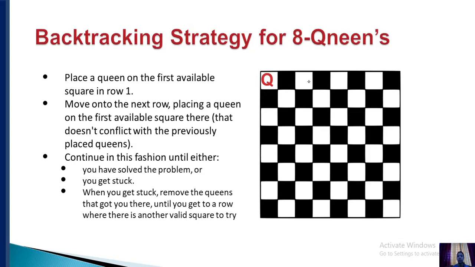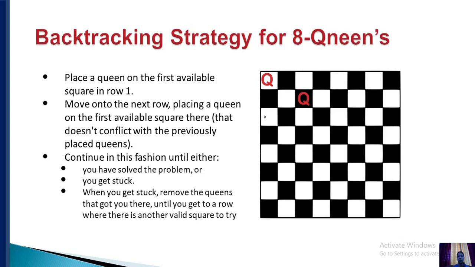We cannot place it in the same row, so let's go to the next row. I cannot place the queen in this place because it will vertically clash with the first queen. And I cannot place the queen in this place as well because it will diagonally clash with the first queen. If I place the second queen in this place, then it will not clash with any other. So we are placing the second queen in this place.